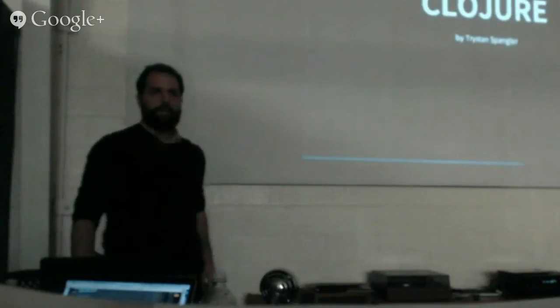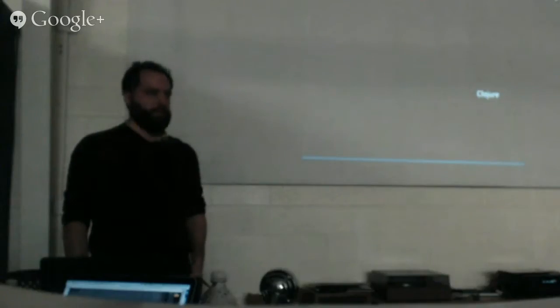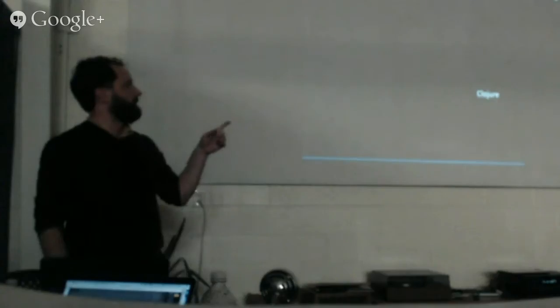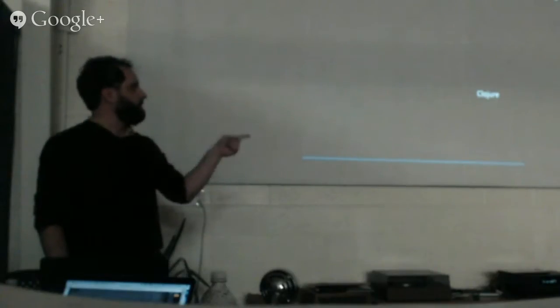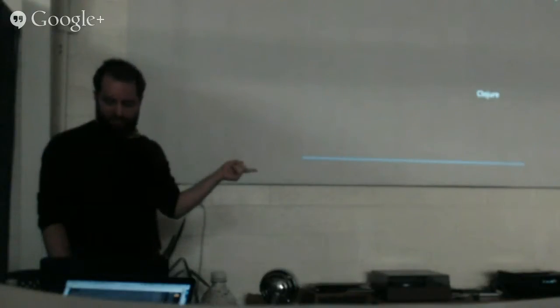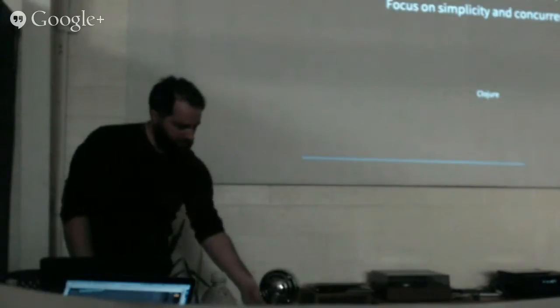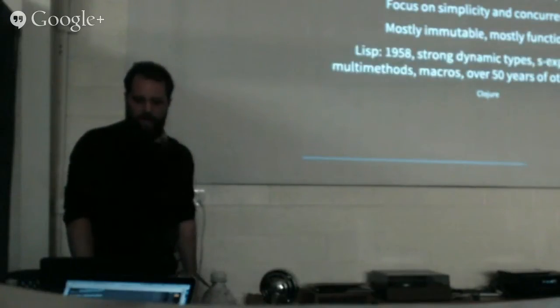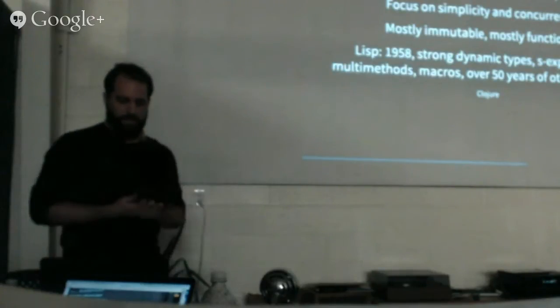All right, Clojure. Clojure is a modern Lisp that runs on the JVM as well as the .NET platform as well as JavaScript land. So anywhere that Java runs, Clojure can run. Anywhere that C# or .NET runs, Clojure can run. Anywhere that JavaScript runs, Clojure can run. There's a very strong focus on simplicity and concurrency. It's mostly immutable and it's mostly functional. It has basically everything else in it.